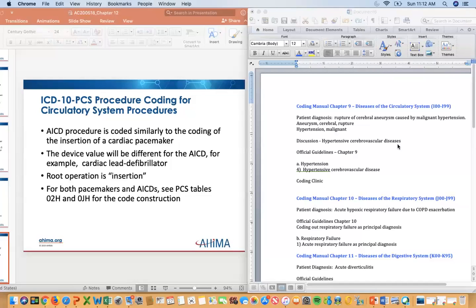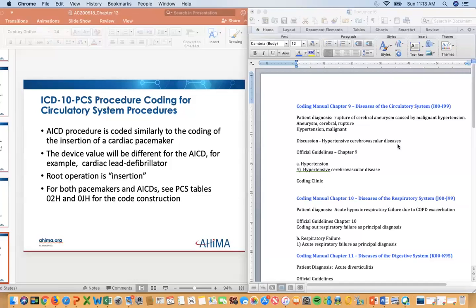Then we hit 3, hypertensive heart and chronic kidney disease. Number 4, hypertensive cerebrovascular disease. That should trigger something in your mind. Hey, guess what? I just coded out a cerebrovascular aneurysm. So I need to read this guideline in more depth, okay? And it says, number 4, hypertensive cerebrovascular disease: for hypertensive cerebrovascular disease, first assign the appropriate code from categories I60 to I69, which we did. We coded out I60.7, followed by the appropriate hypertension code, and we coded out I10 for essential primary hypertension. Explanation in the purple box.